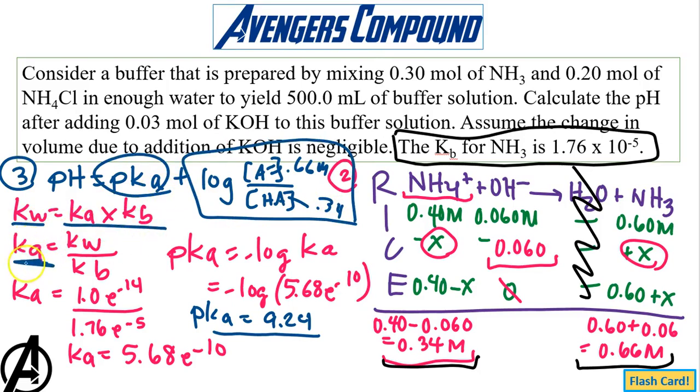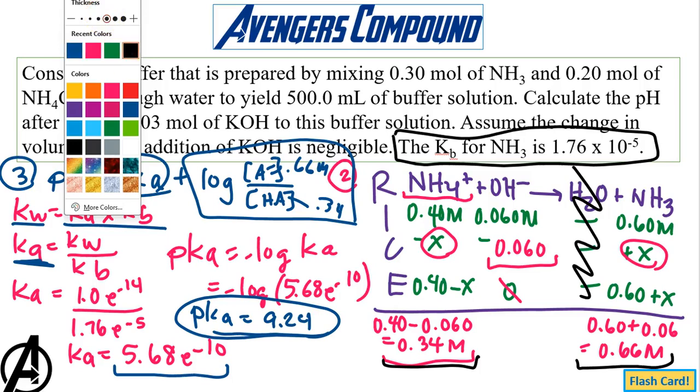So if I want to solve for Ka, I'm going to take my Kw divided by my Kb value. So that's going to be 1.0 times 10 to the negative 14 divided by 1.76 times 10 to the negative 5. I get a Ka value of 5.68 times 10 to the negative 10. If I take the negative log of this Ka value, I then get my pKa. So the negative log of 5.68 times 10 to the negative 10 is going to be 9.24.